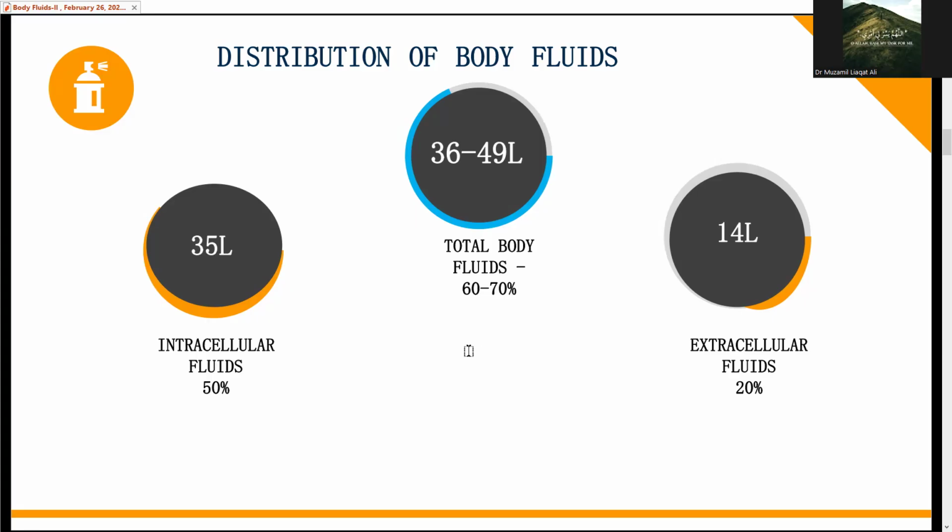So let's talk about the clinical angle at this point. Dehydration primarily affects the ECF first. Cellular dehydration happens later. So you must realize the compartments, not just memorize the numbers.